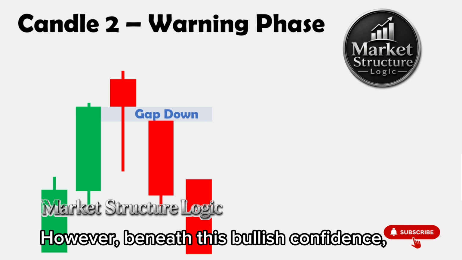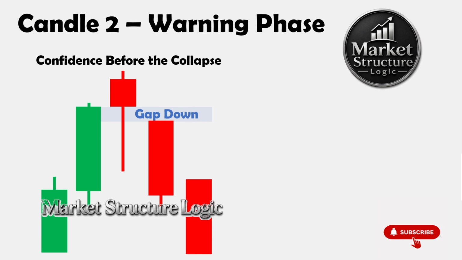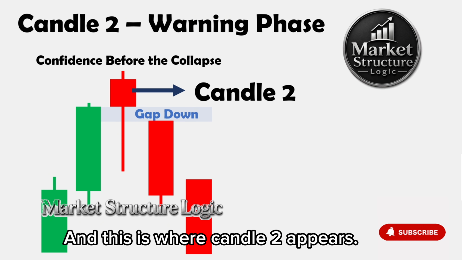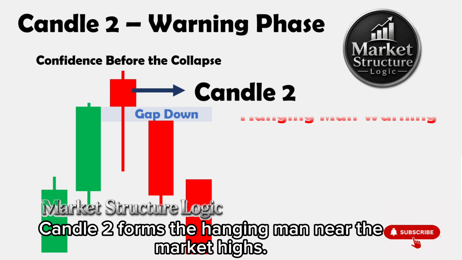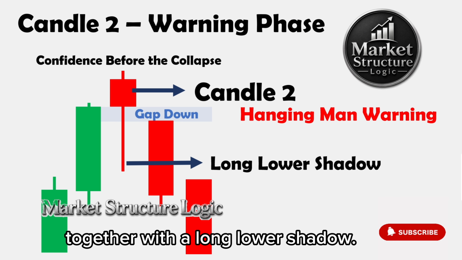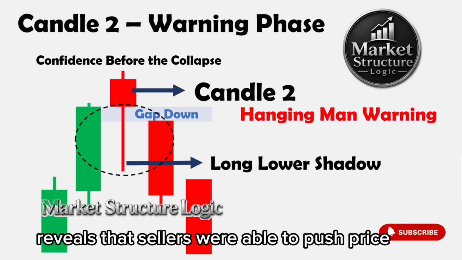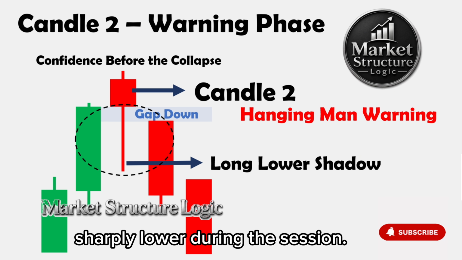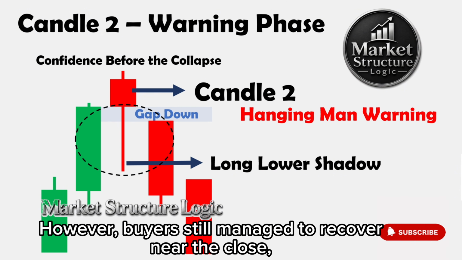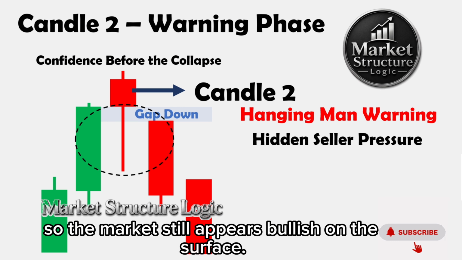However, beneath this bullish confidence, the market is slowly beginning to weaken internally. And this is where Candle 2 appears. Candle 2 forms the hanging man near the market highs. It has a small body near the top of the candle, together with a long, lower shadow. That long lower shadow reveals that sellers were able to push price sharply lower during the session. However, buyers still managed to recover near the close, so the market still appears bullish on the surface.